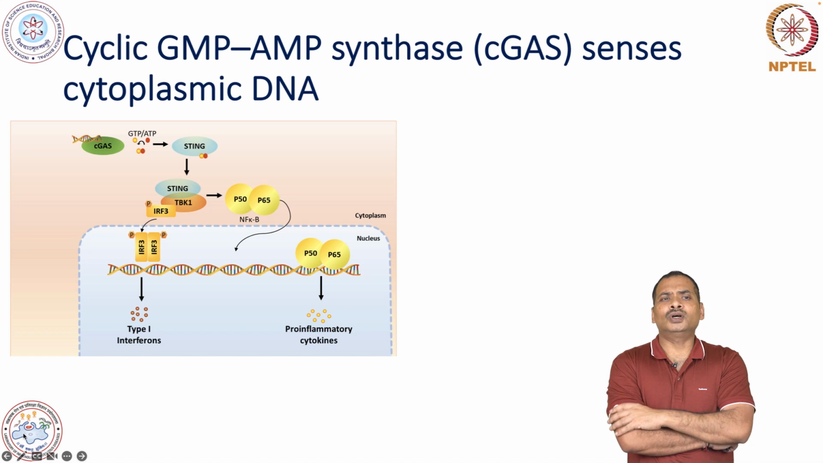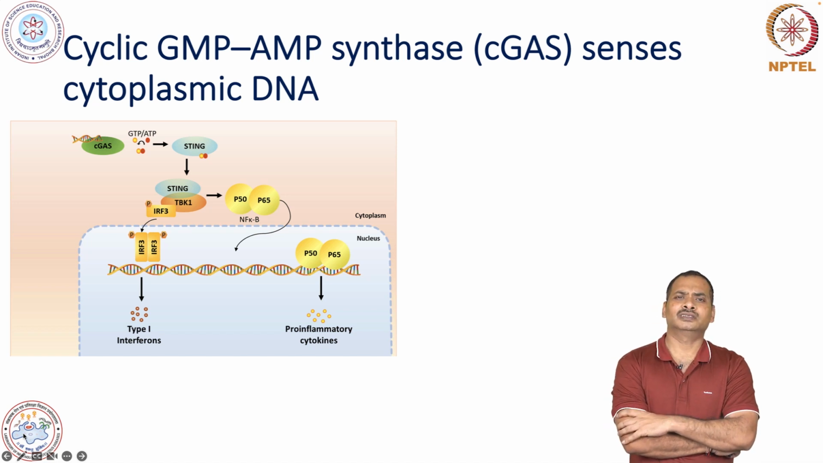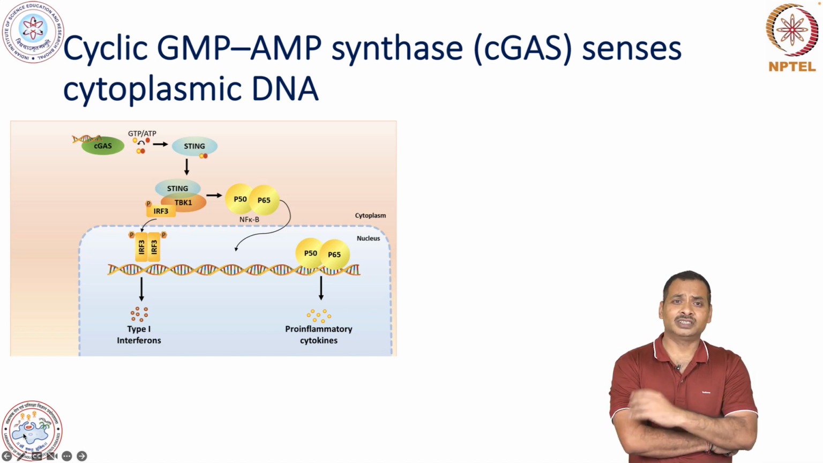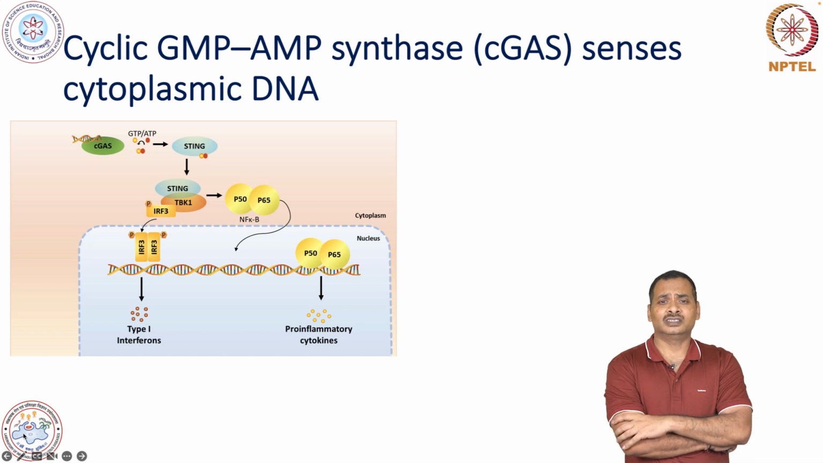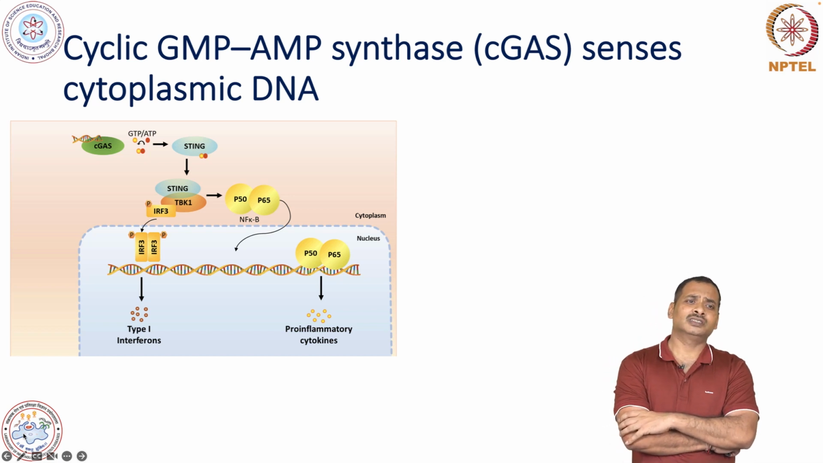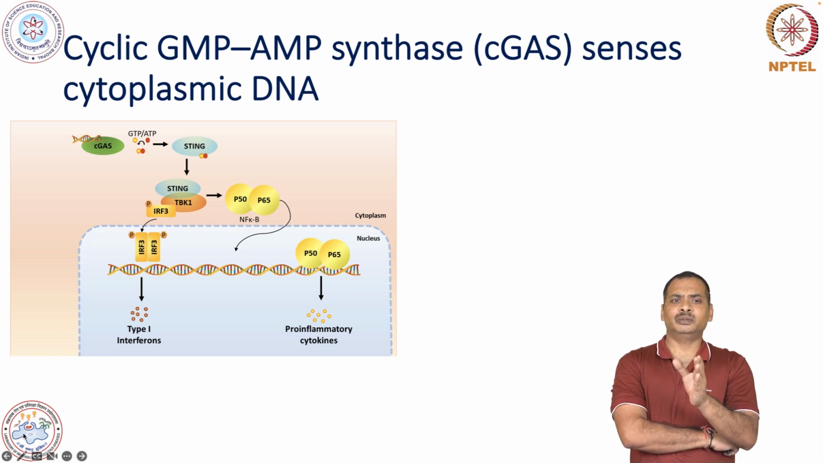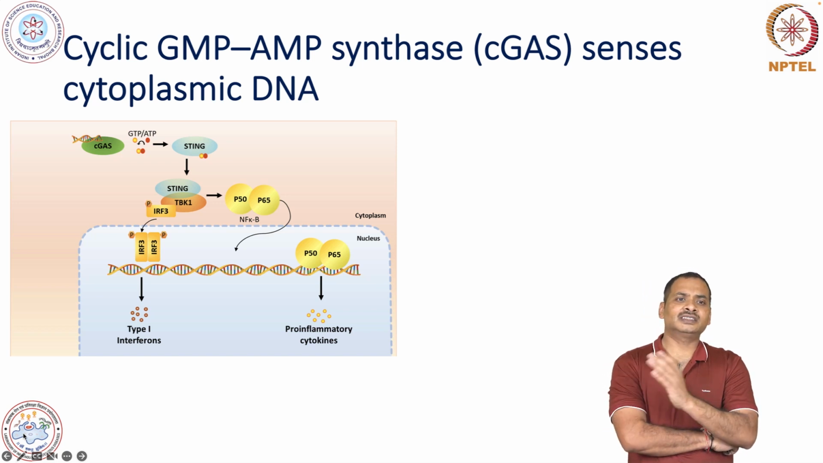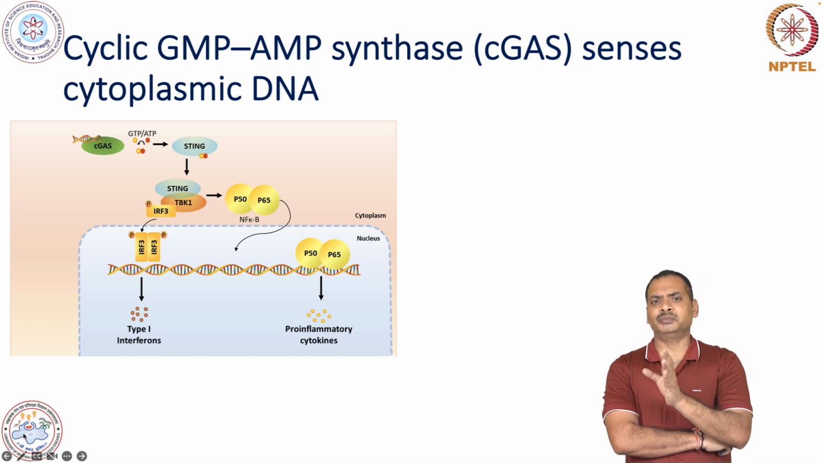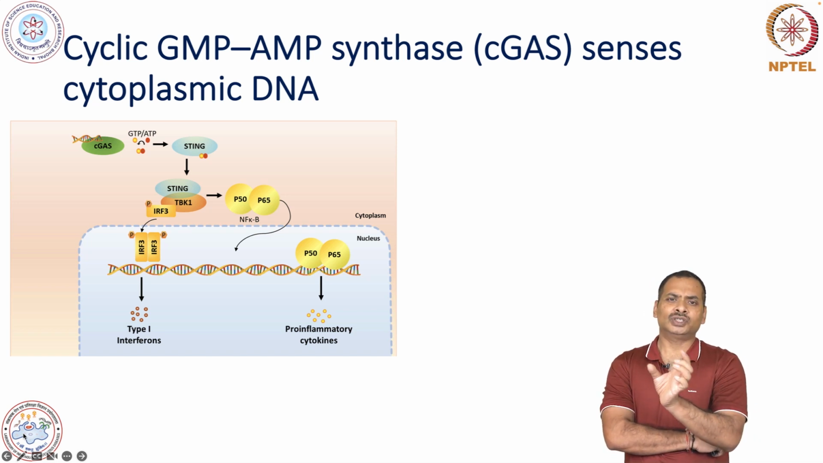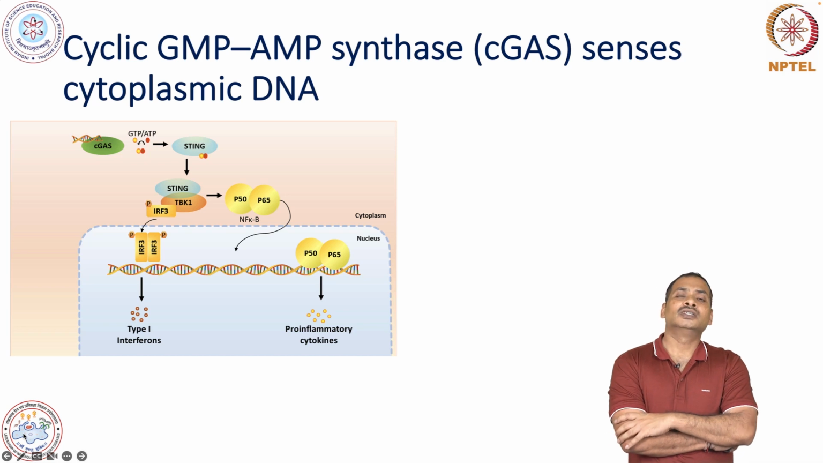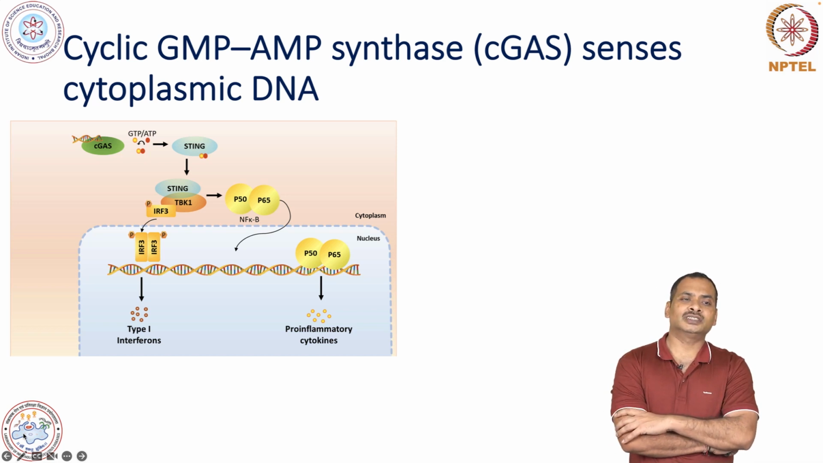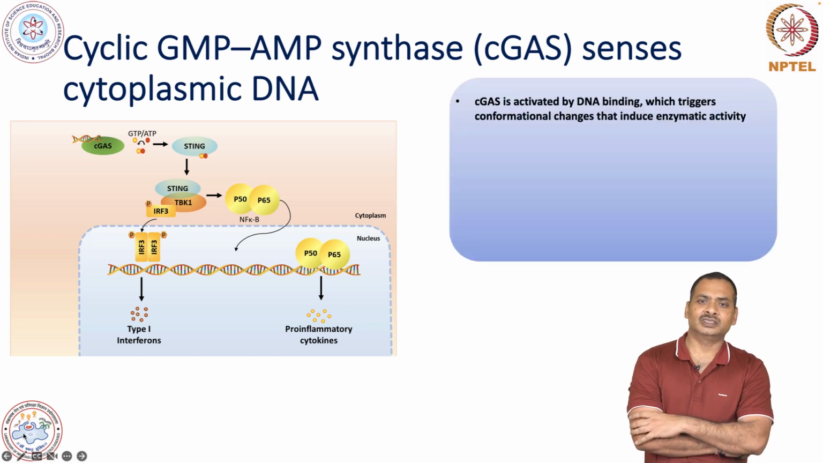Another very important DNA sensor which directly interacts with the DNA molecule is cyclic GMP-AMP synthase, which we call cGAS in short. So this cGAS also senses the cytoplasmic DNA.